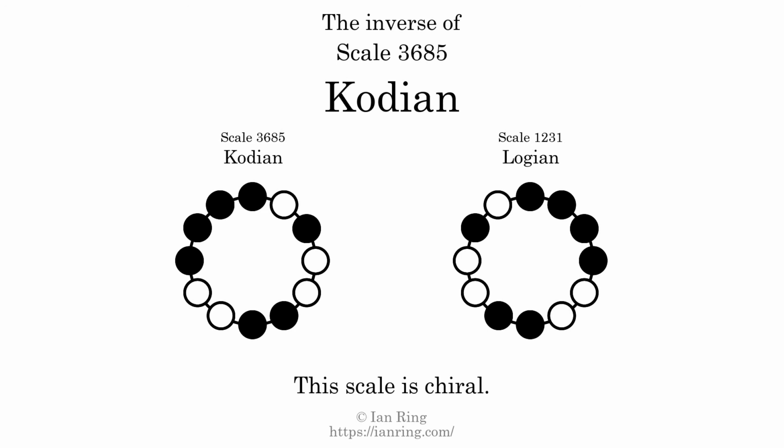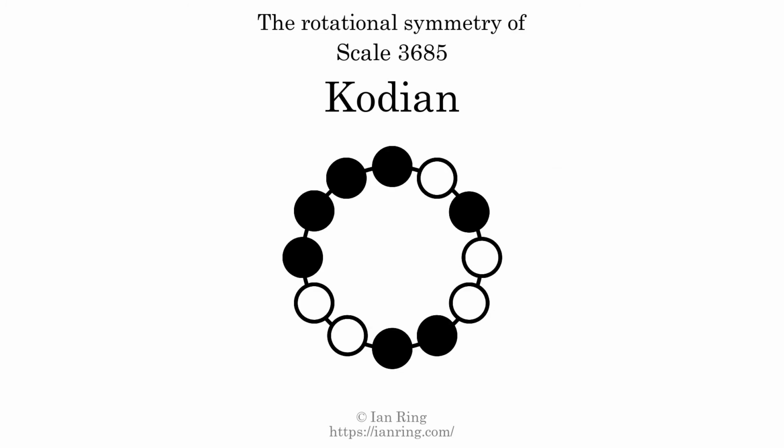The inverse of a scale is a mirror image. It is what you get when the sequence of intervals is reversed. The inverse of this scale is scale 1231, also known as Logan. This scale is chiral. It cannot transform into its inverse by rotational transformation. This scale has no rotational symmetry.